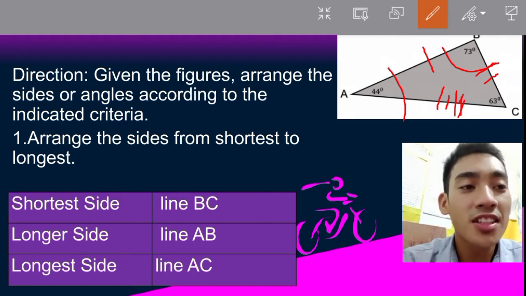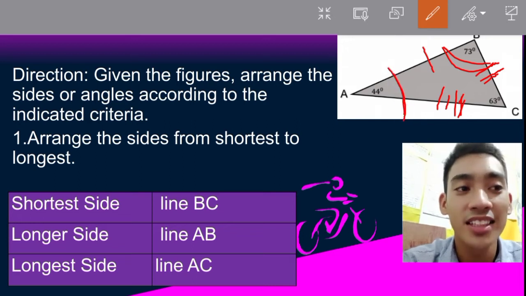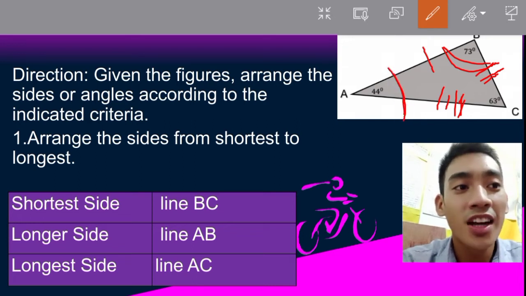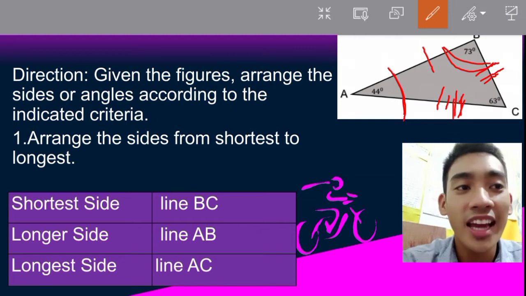So we can say from this activity, the opposite of the longest side is the largest angle, while the opposite of the shortest side is the smallest angle. Again, the opposite of the longest side is the largest angle, while the opposite of the shortest side is the smallest angle.